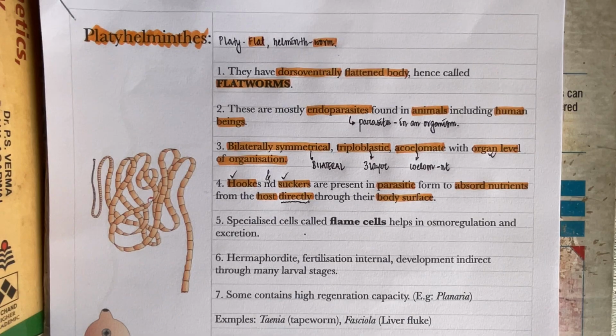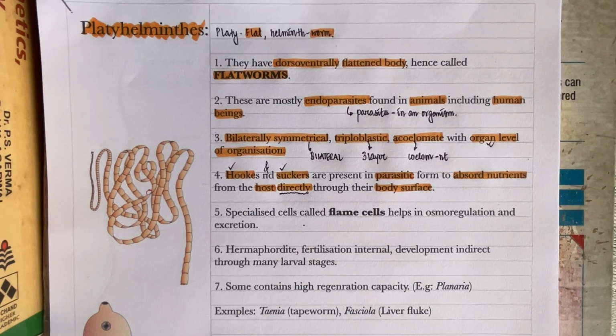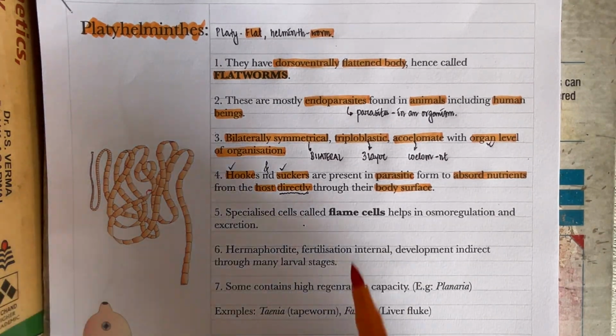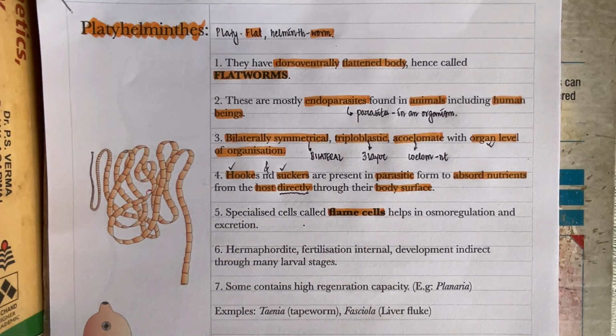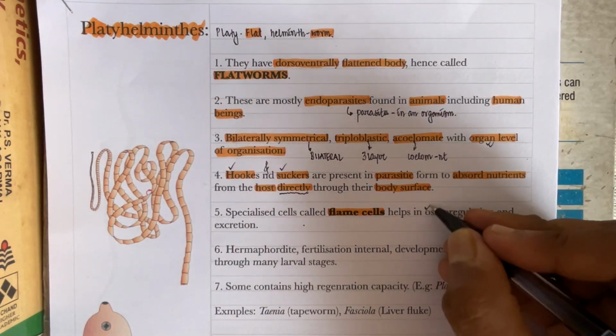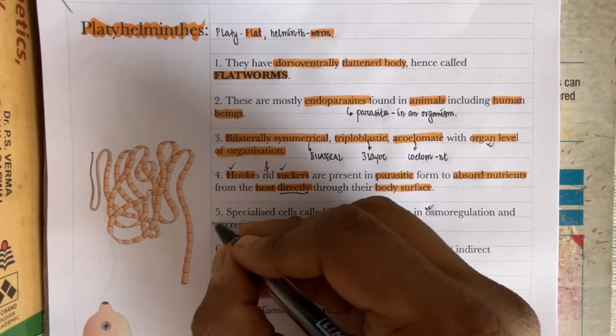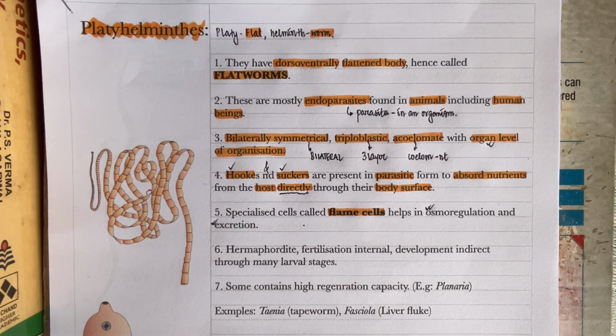through their body surface. The fifth point is they have some specialized cells called flame cells, which help in two different things. One is osmoregulation and the other one is excretion.